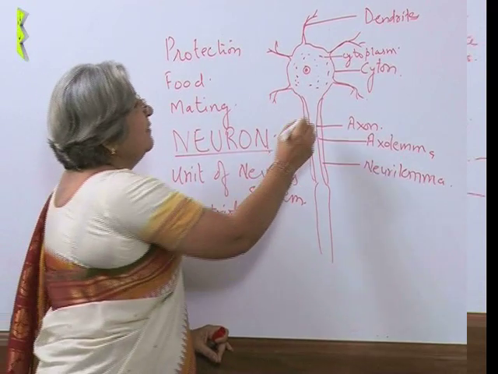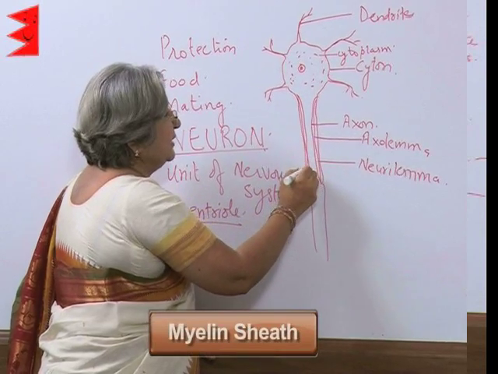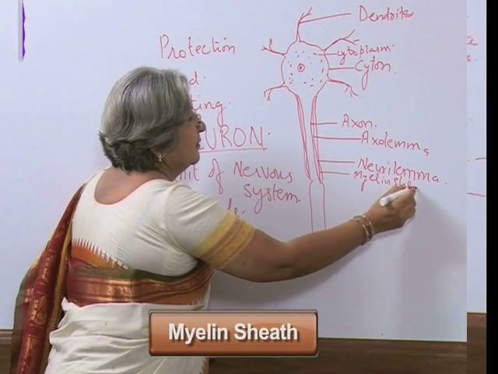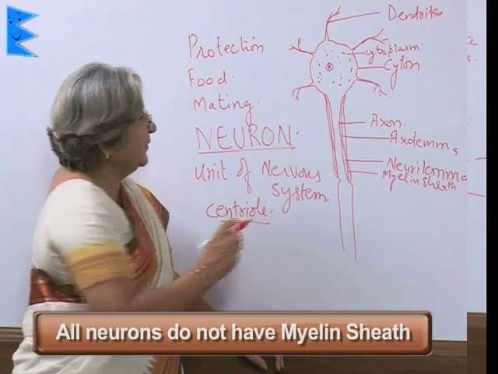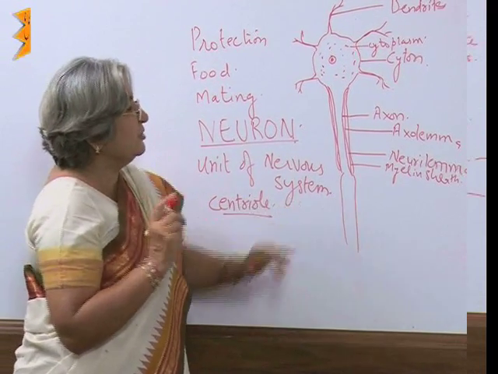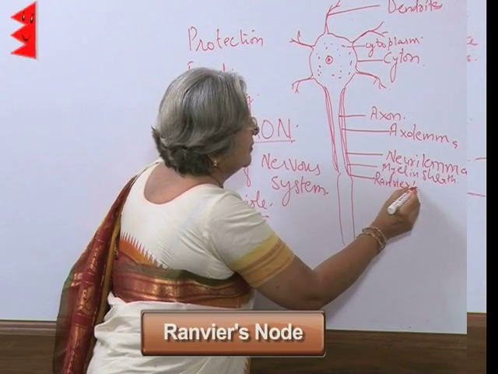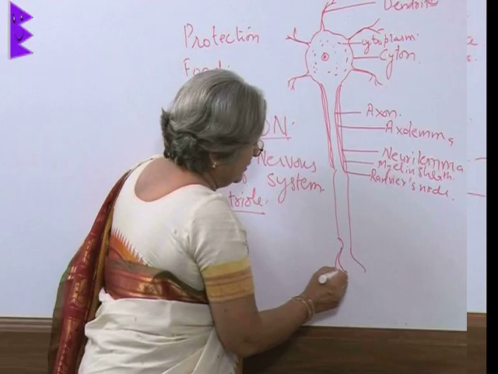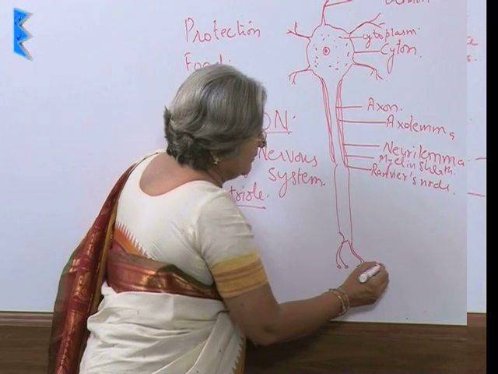Some neurons have another covering in between, which is called myelin sheath. But not all neurons have myelin sheath. After a little interval, there is an area which is without myelin sheath, and that is called Ranvier's node. And finally, it ends up in a gland or a muscle. This is the terminal end.